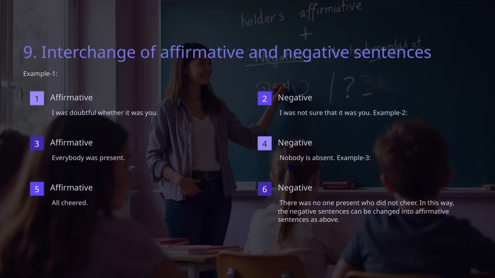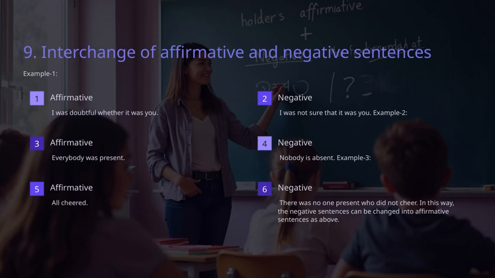Now, let's look at how we can interchange affirmative and negative sentences to convey the same meaning in different ways. For example, in the first case, an affirmative sentence like, "I was doubtful whether it was you," can be turned into a negative one. "I was not sure that it was you." This change emphasizes the certainty or doubt differently, but the core idea remains the same.